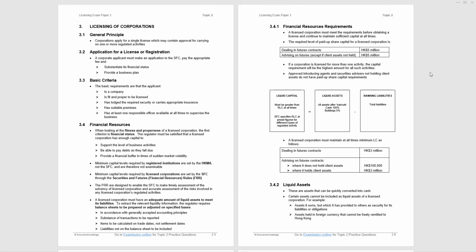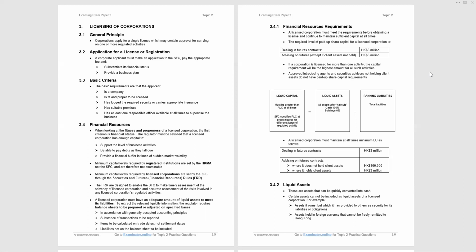The basic criteria for being a licensed corporation: you have to be a company, fit and proper, lodge the required security, carry appropriate assurance, have suitable premises, and have at least one responsible officer available at all times. And we'll look at responsible officers shortly. You must have 2 per regulated activity, but what it comes down to is you must have 1 in Hong Kong, or 1 that's very close to Hong Kong.